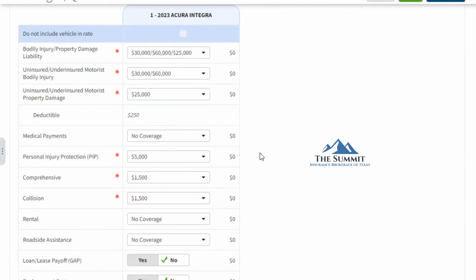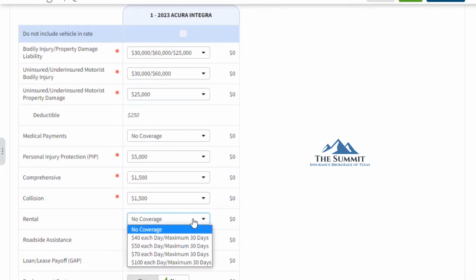If someone has a savings built up specifically for the deductible, there's a lot of variables out there that we talk to customers about. So it's just about having the conversations, making sure that you have a plan together. Rental reimbursement.